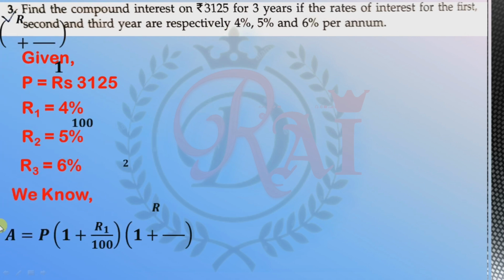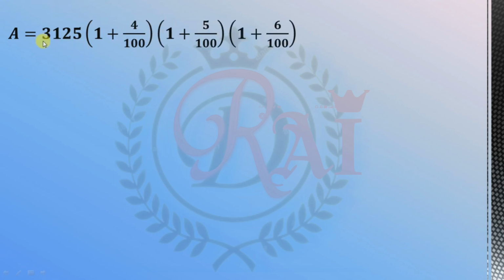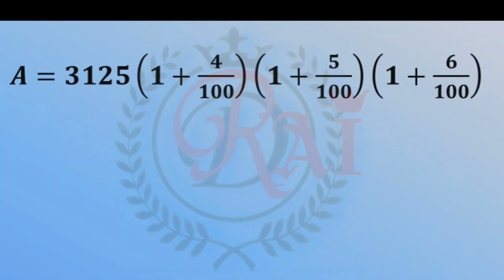We know amount is equal to P (1 plus R1 divided by 100) into (1 plus R2 divided by 100) into (1 plus R3 divided by 100). Now we will put the values of P, R1, R2 and R3. So P is equal to 3125, R1 is 4, R2 is 5 and R3 is 6.